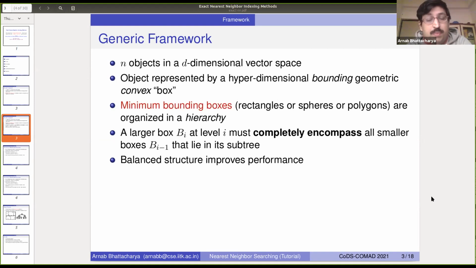I am not even specifying that the hierarchy has to be balanced. But of course, making a balanced structure improves performance. So all the index structures are actually balanced. They actually try to achieve this balance, but that is not a requirement per se.